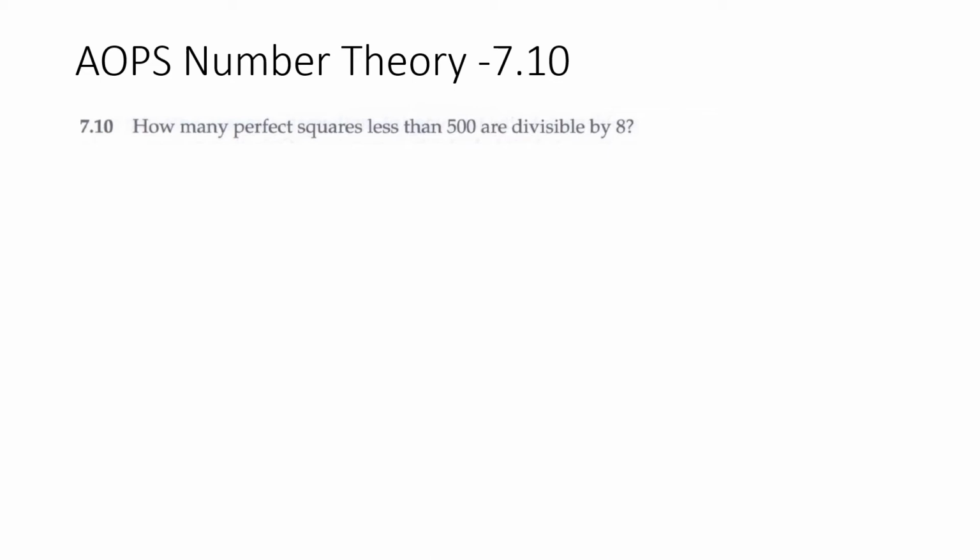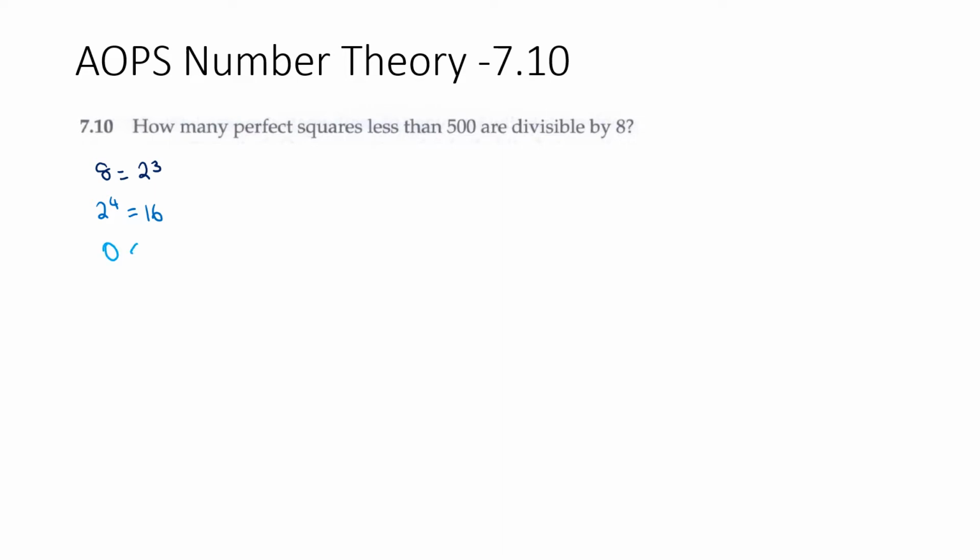AOPS number theory 7.10. How many perfect squares less than 500 are divisible by 8? So perfect squares only have even exponents if it's greater than 0 in their prime factorizations. Since 8 is equal to 2 to the power of 3, it has an odd exponent, which means all these squares that are divisible by 8 must also be divisible by 2 to the power of 4, which is equal to 16. So we can write all the perfect squares as 16n squared.